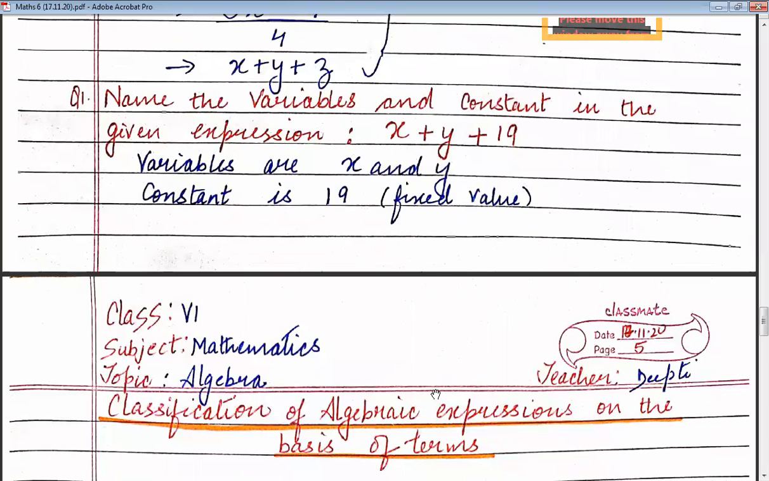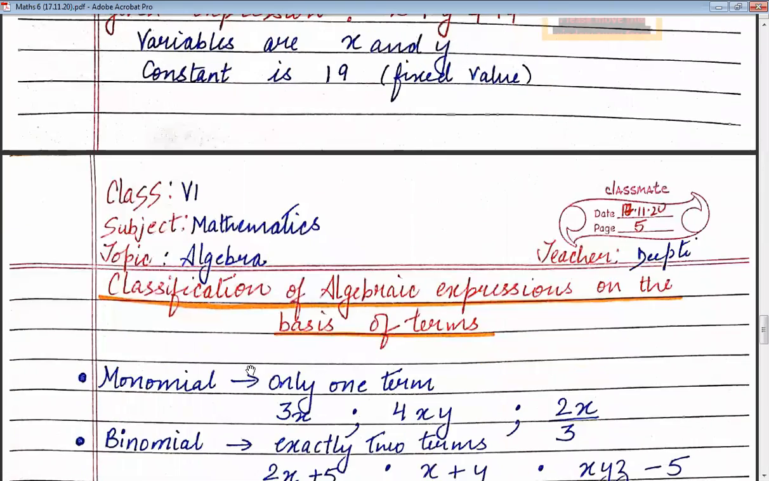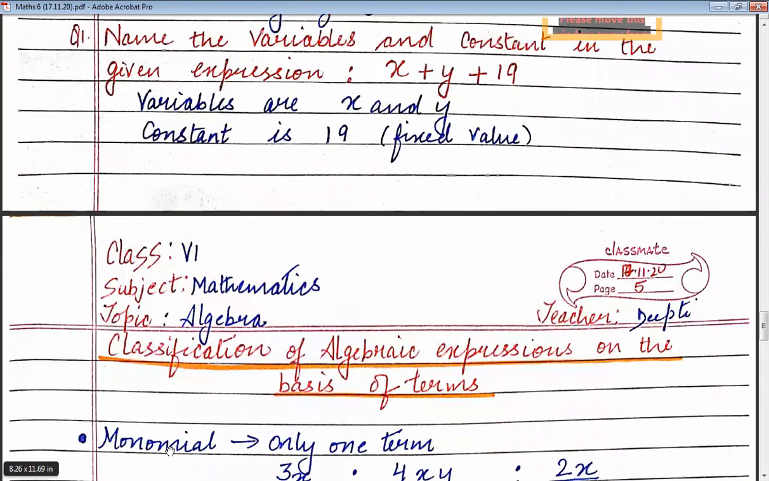Now let us discuss the classification of the algebraic expressions on the basis of terms. The first one is monomial. Mono means one term. Children, if in an expression we have only one term, that expression is called monomial. No plus sign, no minus sign. It means there is only one term. Let's have a look at the examples.